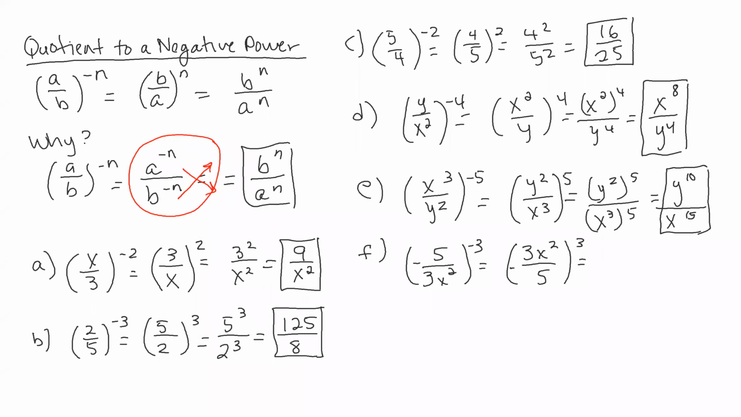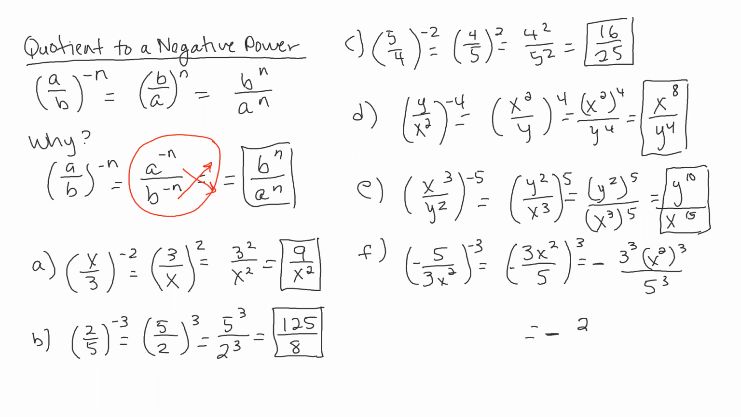Now, let's talk about the signs. I've got a negative inside parentheses with an odd exponent. That means this entire quotient is going to end up being negative. The negative inside parentheses with the odd exponent makes everything negative. Now I'm going to bring the outside exponent in, and I'm going to make sure I bring that negative with me to my final answer.